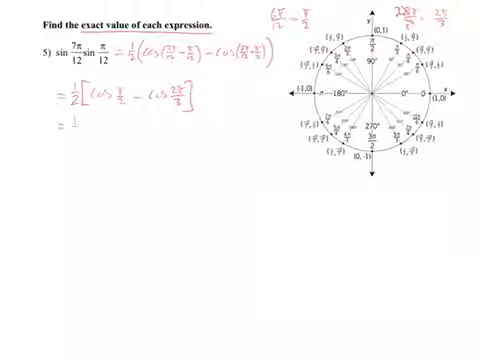So this is going to be 1/2 times cosine of pi over 2. Cosine, remember, is the x value. So it's going to be 0 minus cosine of 2 pi over 3. 2 pi over 3 is going to be negative 1/2, so minus negative 1/2. So this is going to be 1/2 times 1/2, because the negative makes it positive. So this is going to be 1/4.